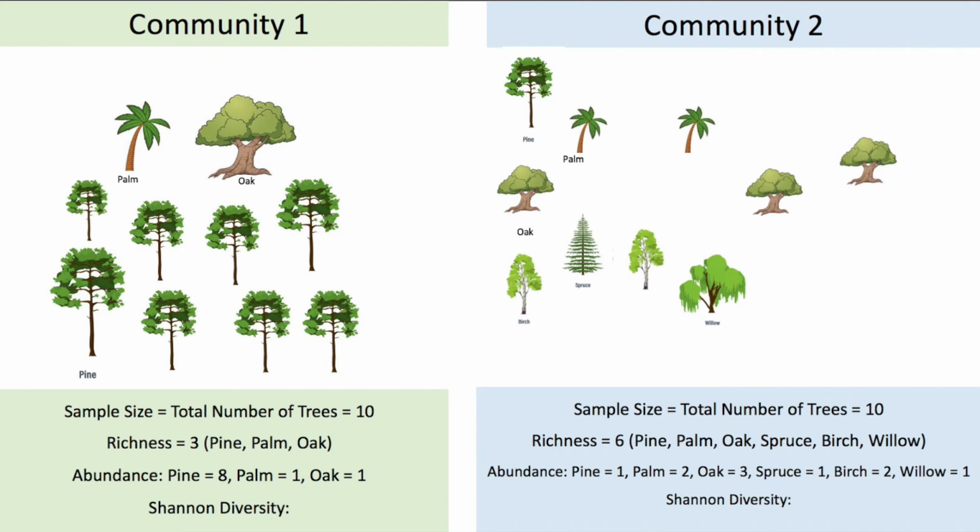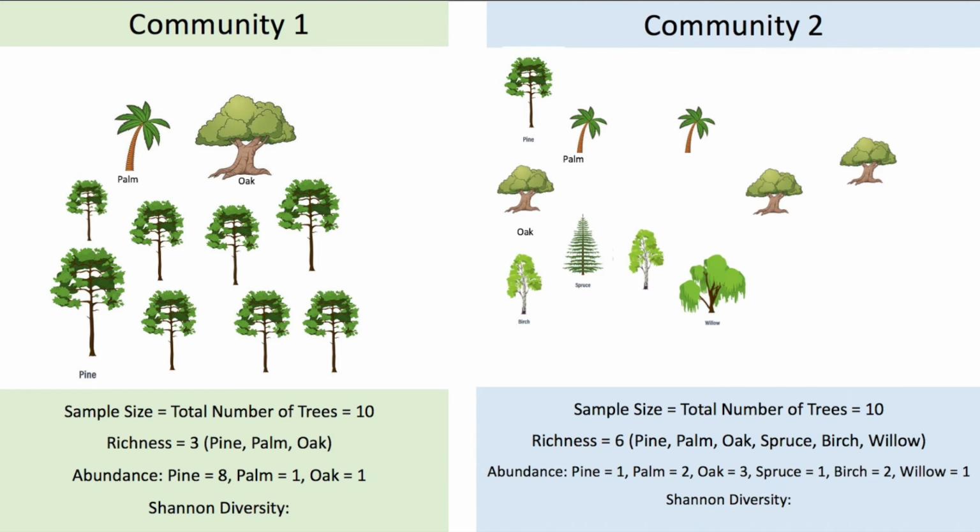But another way to look at alpha diversity is to also take into account how many of each tree there are in these communities. So that's when we would then count the abundance of each tree. Let's take a look at community number 1. Community number 1 has 8 pine trees. It has 1 palm tree and 1 oak tree.